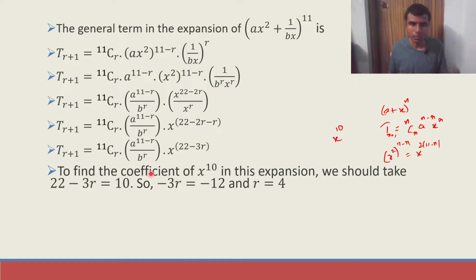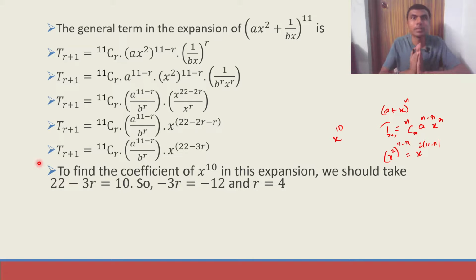Now, to find the coefficient of x power 10 in this expansion, we should take 22 minus 3r equal to 10. I explained why. Now see, send this 22 to the RHS. Minus 3r equal to 10 minus 22. 10 minus 22 is minus 12. So minus 3r is minus 12. Minus minus cancel, r will be 12 by 3, which is nothing but 4. So basically, if we put r as 4 in this, we are going to get the term containing x power 10.